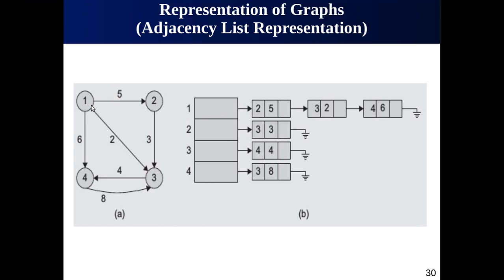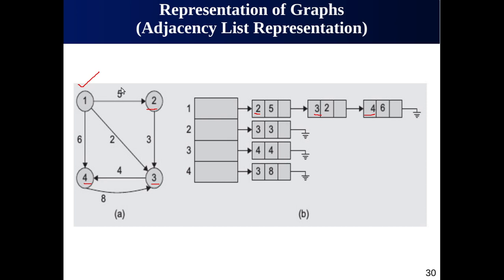Let us see. For the node number 1, the adjacent nodes are 2, 3, and 4. You can see 2, 3, and 4. The first part will contain the adjacent node. Here the adjacent node to 1 is 2. Here the adjacent node to 1 is 3. And here the adjacent node to 1 is 4.